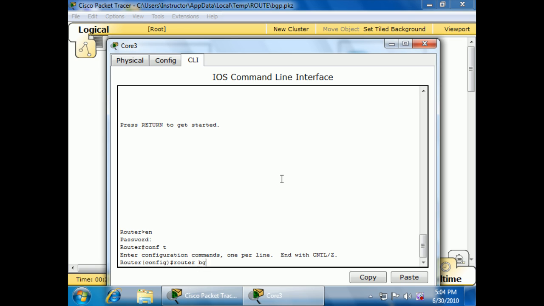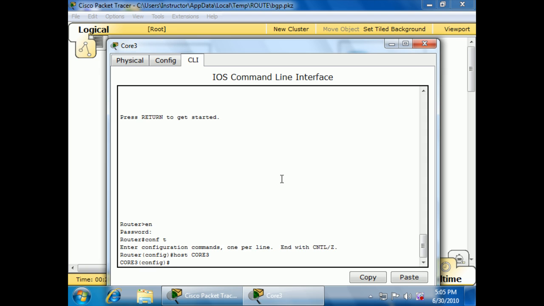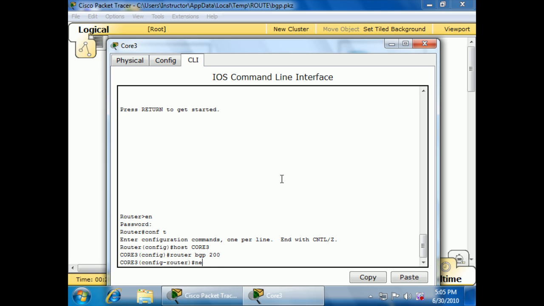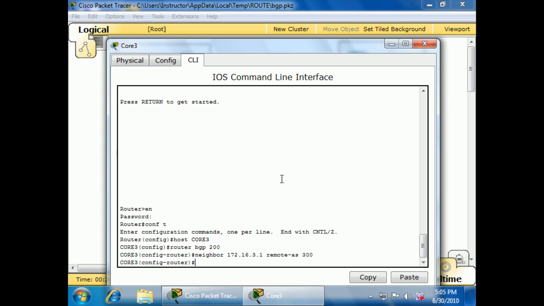So router BGP, and let's see, this is the core 3. So let's go ahead and get this host named as core 3, just so we can see that better. And router BGP, and we're in autonomous system 200. And we're going to have a neighbor with the router over there, which was router number 2. As a neighbor, 172.16.3.1 was the address of that neighbor, and it is in the remote AS of 300. And again, it really doesn't know that it's going to be a neighbor because we haven't set up that router to be a neighbor on the other side.